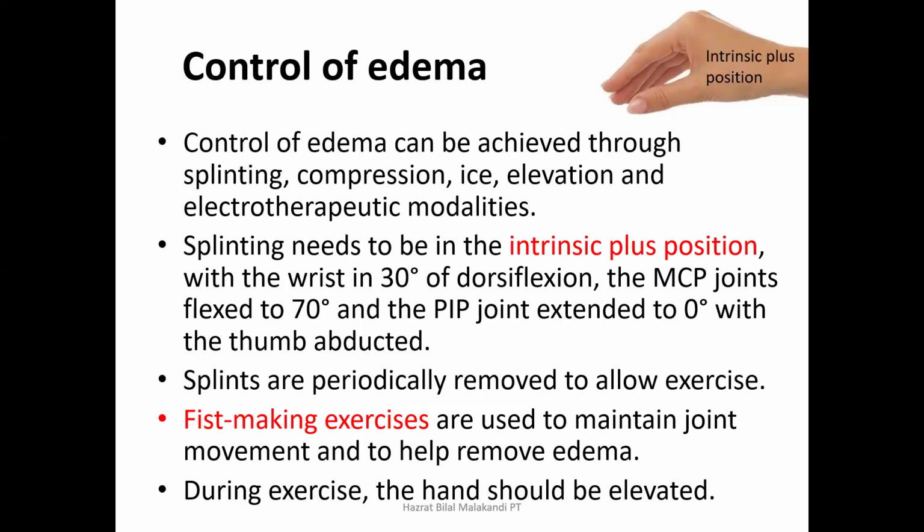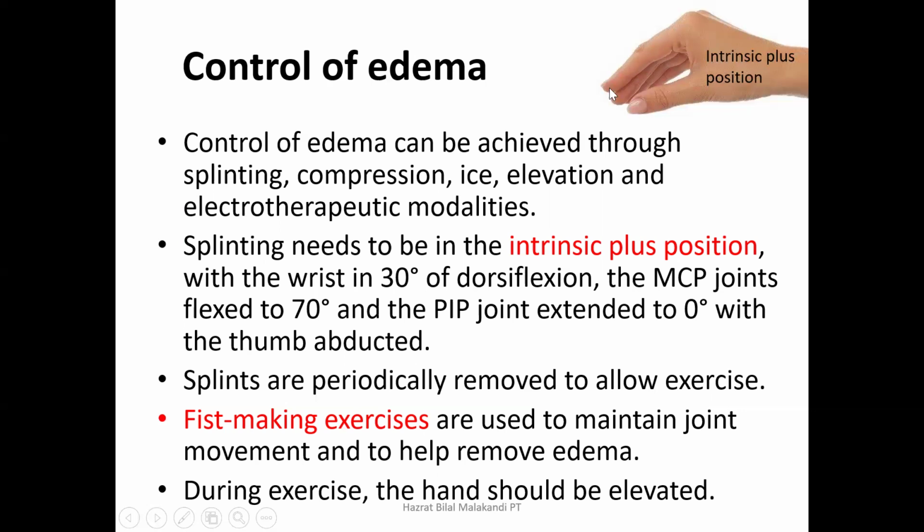So, how we can control the edema? The patient splint should be in the position we call the intrinsic plus position. In this hand, जहाँ पे almost wrist में थोड़ा सा extension हो, almost 30 degrees, while the MCP joint should be at least up to 60 to 70 degrees of flexion, as well as the PIP and the DIP. They should be straight, they should be extended.